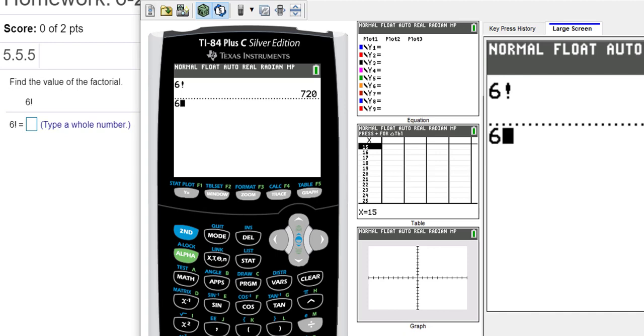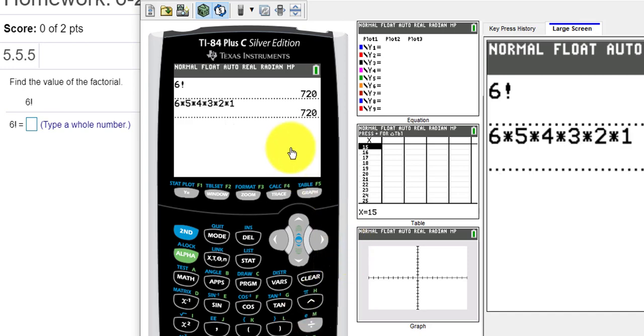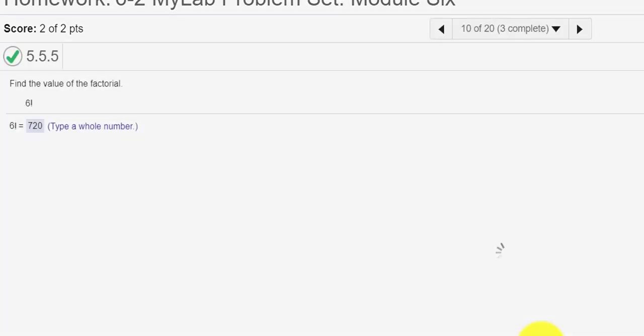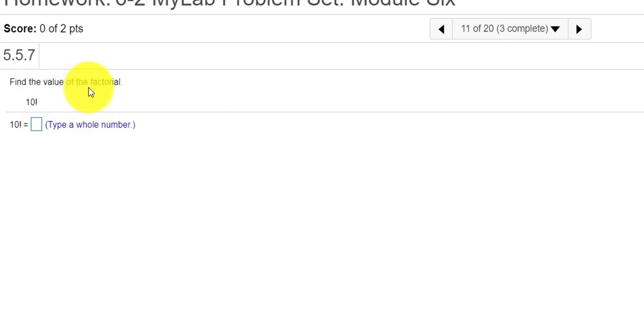But check this out. If I do 6 times 5 times 4 times 3 times 2 times 1, I still get 720, okay? So I'll write 720. Check answer. Boom. Well done. Next question. Find the value of the factorial.